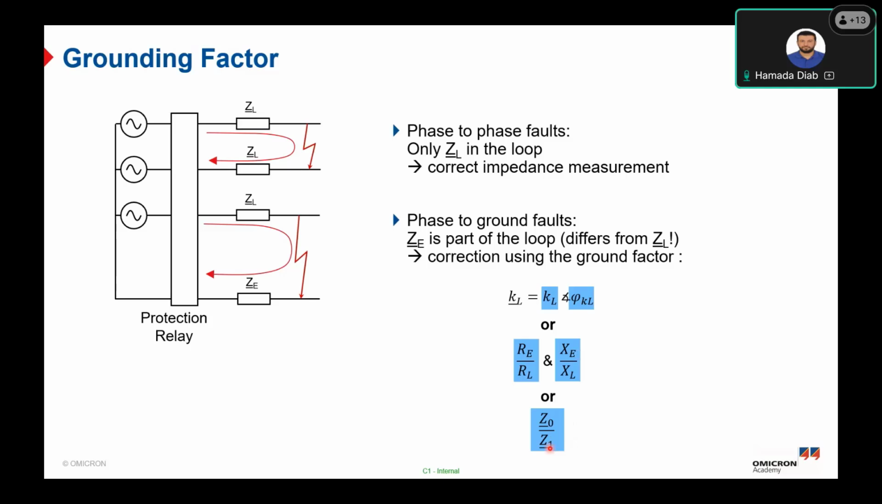So for Siemens relay, for example, it's using the RE over RL and XE over XL. But for ABB, for example, it uses the zero sequence impedance divided by the positive sequence impedance. For some other relays like Alstom, Areva, SEL, they're using also the polar form, which is magnitude and angle. So here is another factor just to take into consideration.